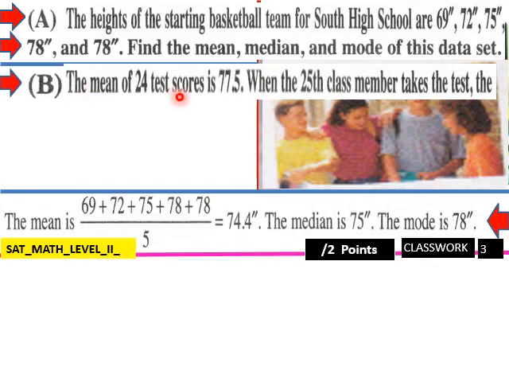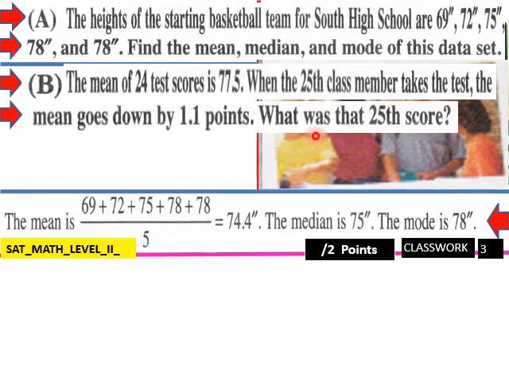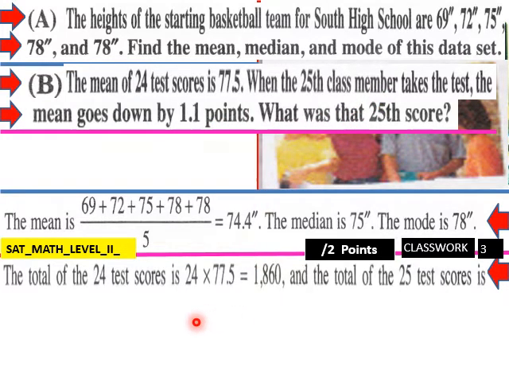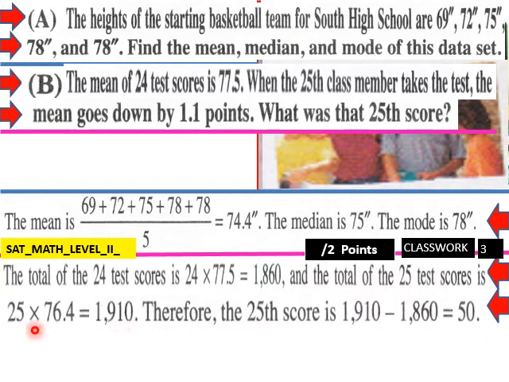B, the mean of 24 test scores is 77.5. When the 25th class member takes the test, the mean goes down by 1.1 points. What was the 25th score? So the total of the 24 test scores, 24 times 77.5, is 1,860. And the total of the 25 test scores is 25 times 76.4, since it goes down by 1.1 points from 77.5, so it'll be 76.4. So 25 times this number equals 1910. Therefore, the 25th score is 1910 minus 1860, which is a 50.